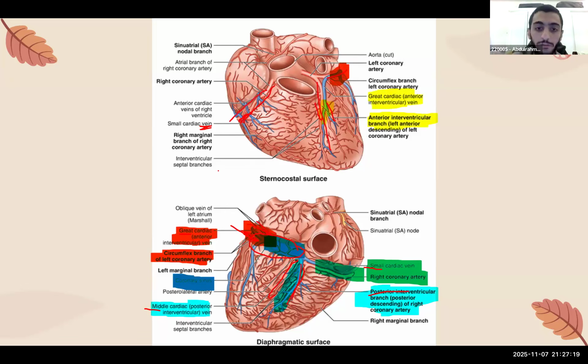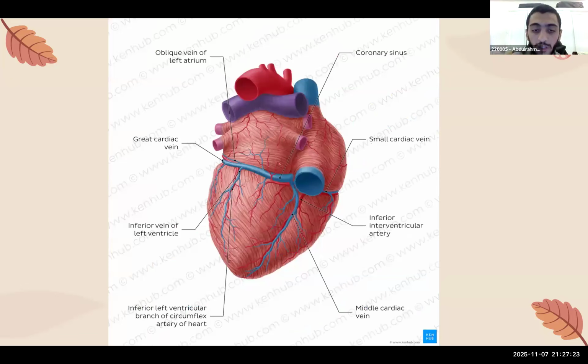Now this is another view where it's all cleared out. This is the middle cardiac vein and the posterior. This is the coronary sinus. If you see a big vein, then this is the coronary sinus. This here is the left atria. This is the right atria. And this is the left ventricle. This is the right ventricle.